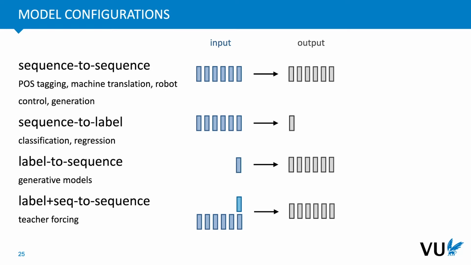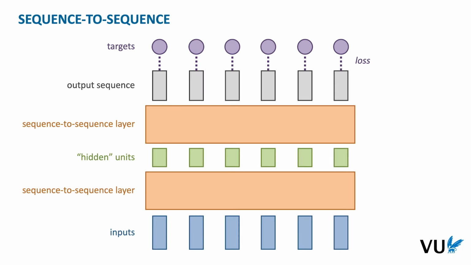But we'll start with the simplest setting, sequence to sequence. Essentially what we need is an input sequence and we need a target sequence. And then it's very simple. We feed the input to a sequence-to-sequence layer, and if a single sequence-to-sequence layer isn't enough, we can stack a number of them, giving us a kind of sequence of hidden units in between. And eventually we get an output sequence, and we compare the output sequence to our target sequence, which gives us a loss. We sum up the loss over the time dimension, and then we backpropagate.